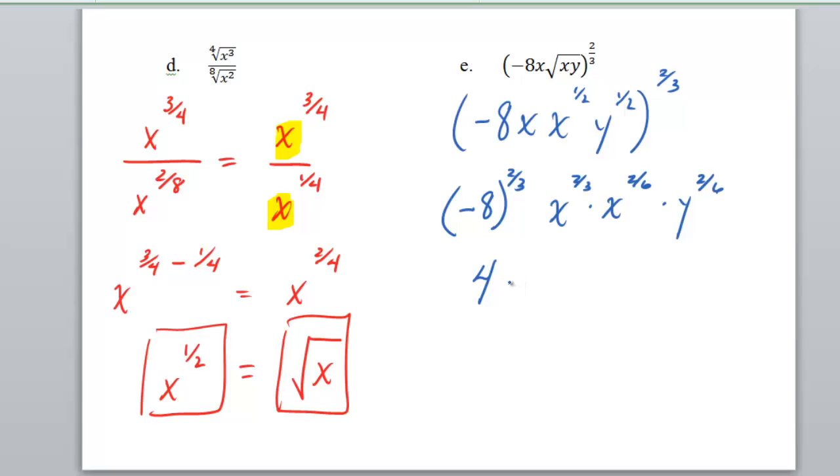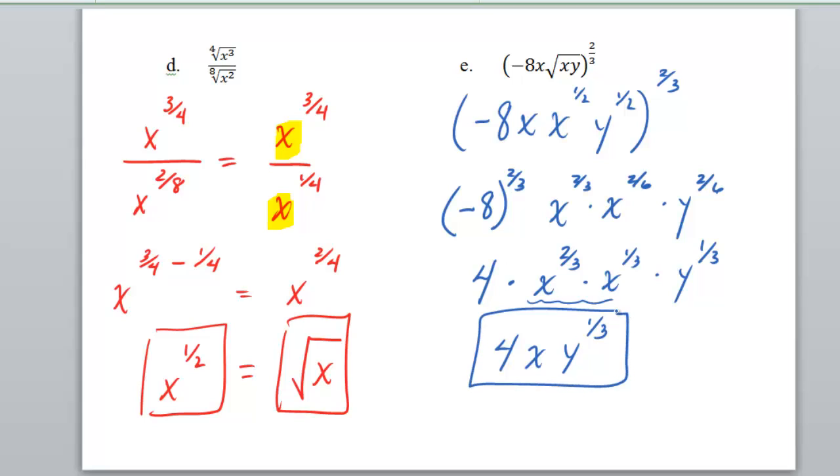Before I start to combine these, I'm going to go ahead and reduce the rational exponents so that I'm dealing with the same denominator. And of course you can see here we can combine the exponents with the x values, so that gives me 4x to the 3/3 when I add those together, so that's x to the 1st power, and then y to the 1/3 power.